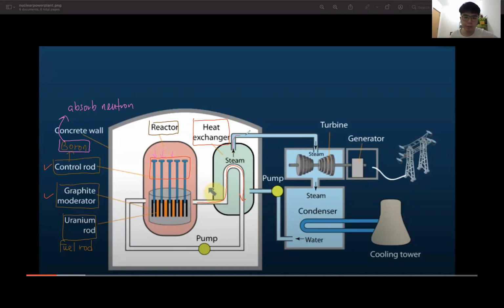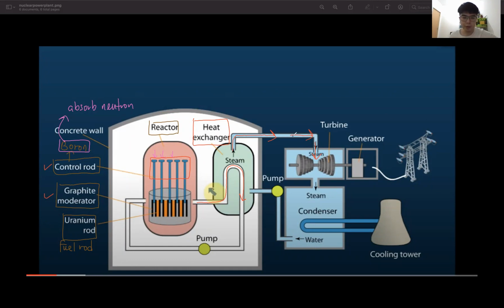The steam rushes out from the tube on top, and then it goes to the turbine. And what you learned in electromagnetism, the turbine spins the generator, and then it induces electricity. Then you get electricity coming up from here.